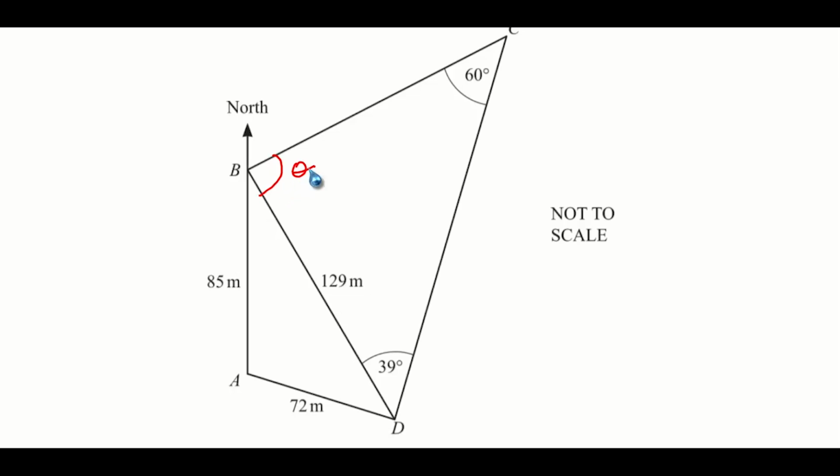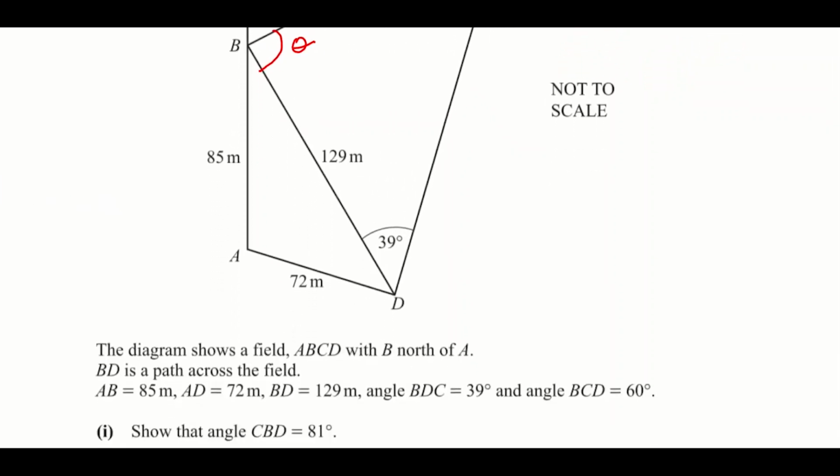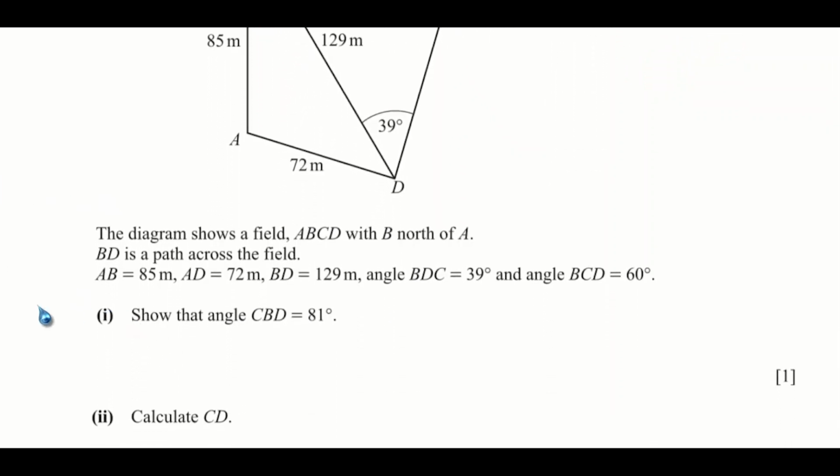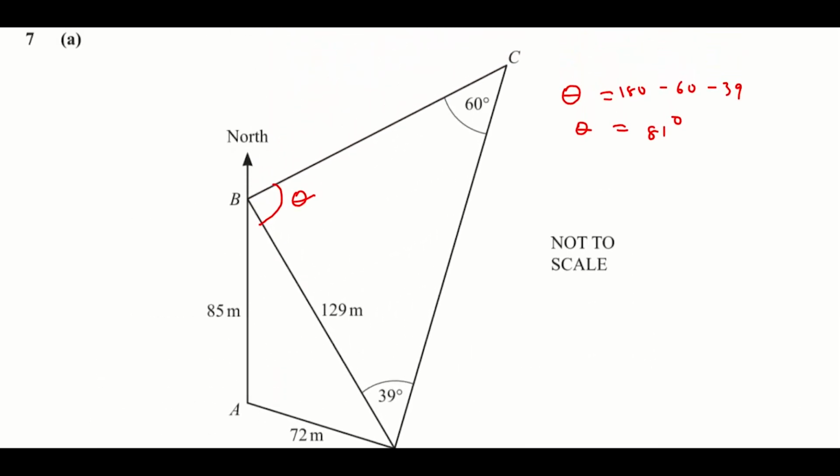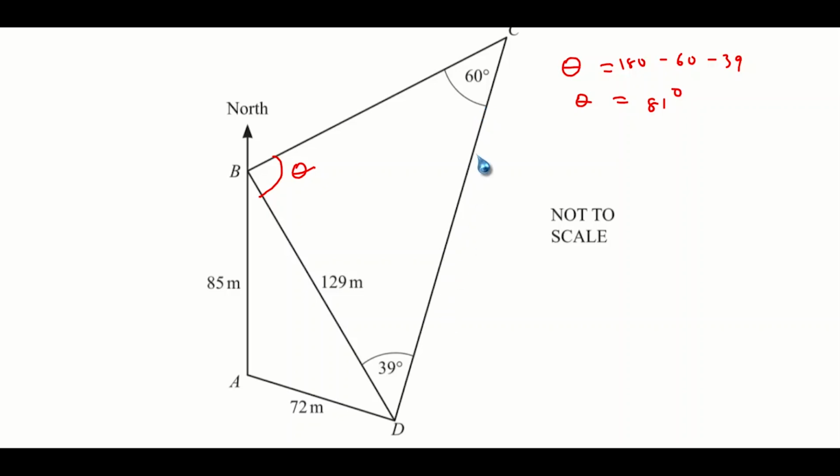So you can see theta. These three angles are inside this triangle. So theta is equals to 180 degrees minus 60 degrees minus 39 degrees. So the value of theta should be equal to 81 degrees. So you can show that easily. Okay, so we're done with that. Roman figure 2. Calculate CD. So this one is now 81 degrees.